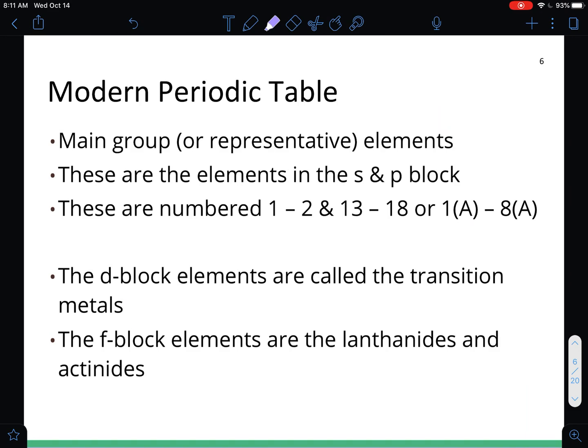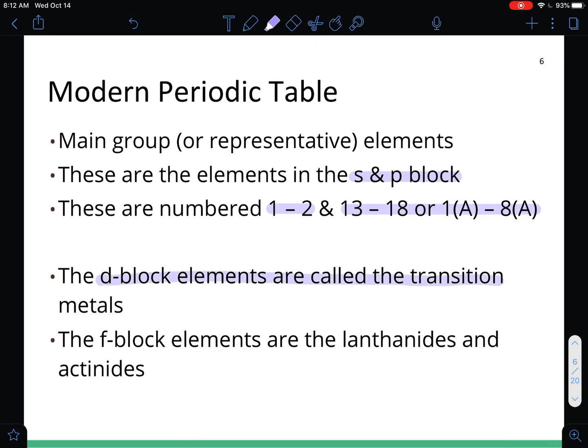All right, some more breakdown. The main group of elements, these are the S and the P block. The group numbers are 1 and 2, and then 13 through 18, which are also referred to as 1A through 8A. And I'll get to the explanation as to why very shortly.